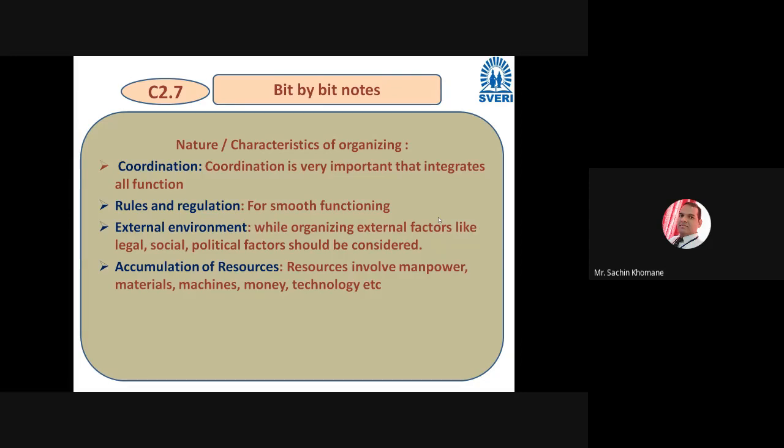And the last characteristic is the accumulation of resources. Resources involve manpower, material, machine, money, technology, okay? So accumulation of resources as and when required is very important, because while organizing, how many resources will be needed, and you have to start accumulating, you have to start collecting it, okay? So these are the characteristics of organizing.